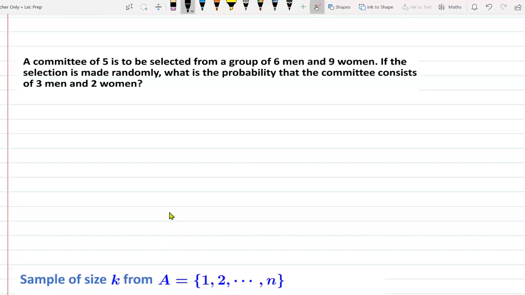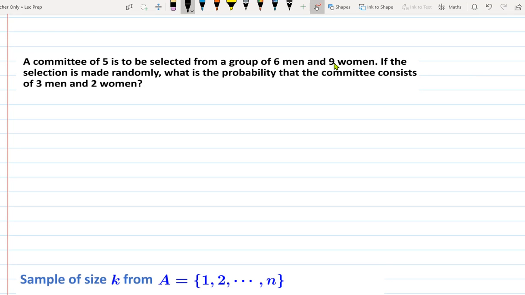What about this? You have a committee of 5 people to be selected from 6 men and 9 women. How many ways can you do it? So what is the sample space? 15C5. Does everybody agree? Yes, sir.